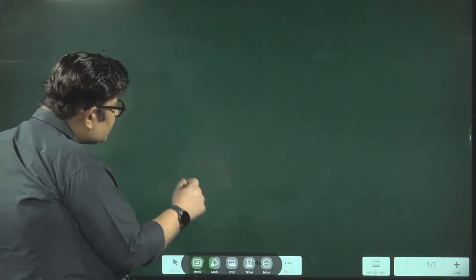What is the shape of a medusa? Umbrella shape. Good. Medusa is umbrella.